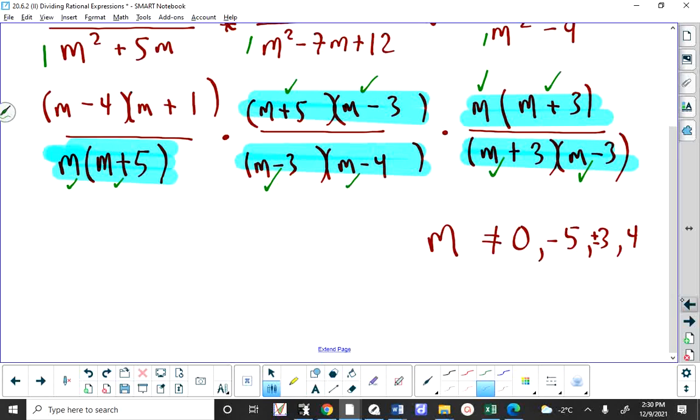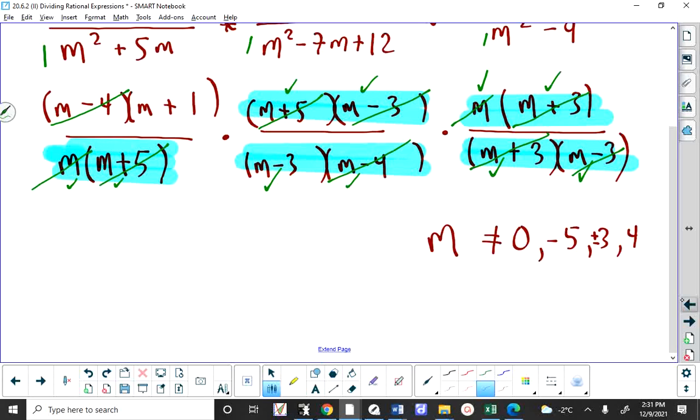And by the way, even though I've highlighted all those things, you can cancel anything now. Anywhere, as long as it's on the top somewhere and on the bottom somewhere. So do I have an m minus 4? I do, m minus 4, m minus 4. I have an m, I saw one over here. I have an m plus 3 while I'm over here. I have an m minus 3. Oh my goodness, I have an m plus 5. Everything's gone except for the m plus 1, it looks like.